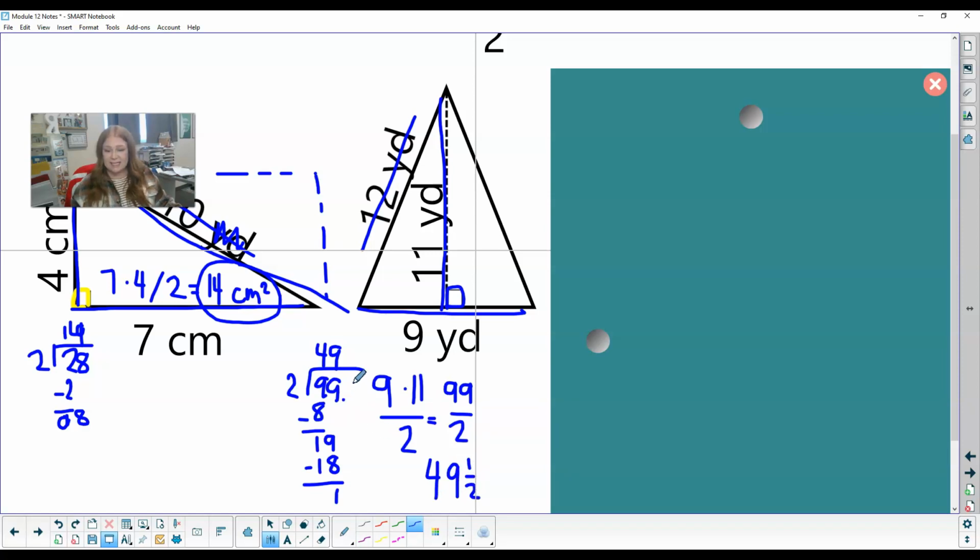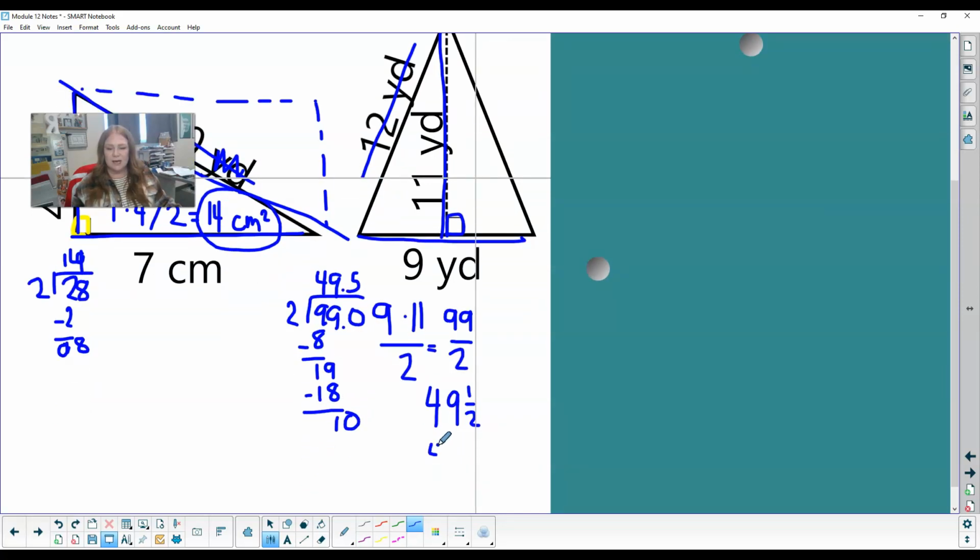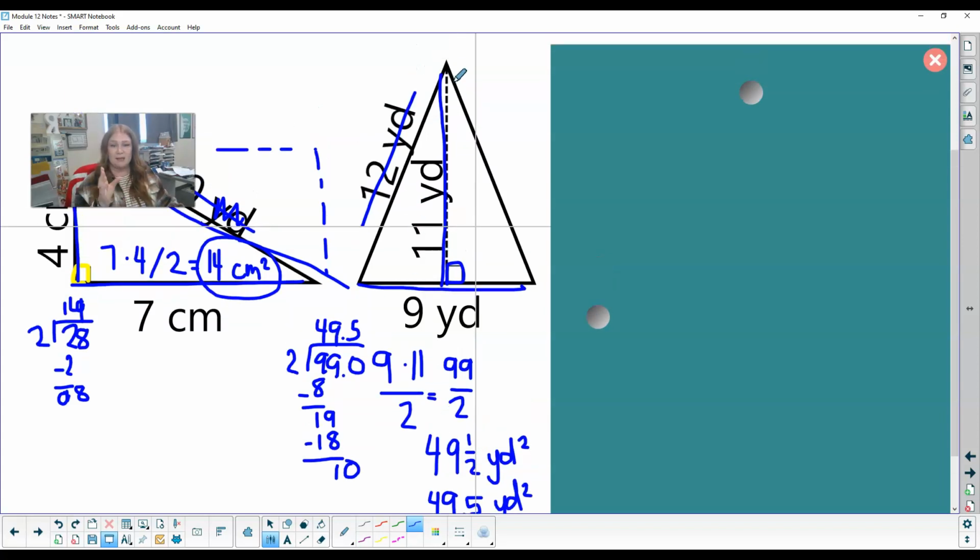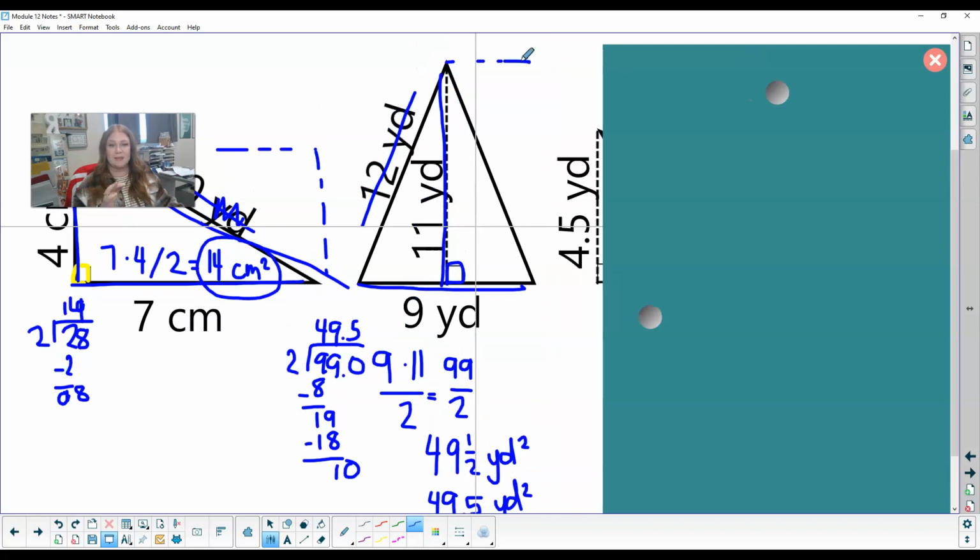Or I can add on a decimal here with a 0. It's still 99. Bring my decimal up and my 0 down. 2 goes into 10 5 times, 49.5. 50 cents, half of a dollar. These are equivalent. And I need my label, yards squared, because I'm seeing how many squares fit inside of this shape. So I did base times height, and that gave me this parallelogram shape. So then I had to cut it in half.